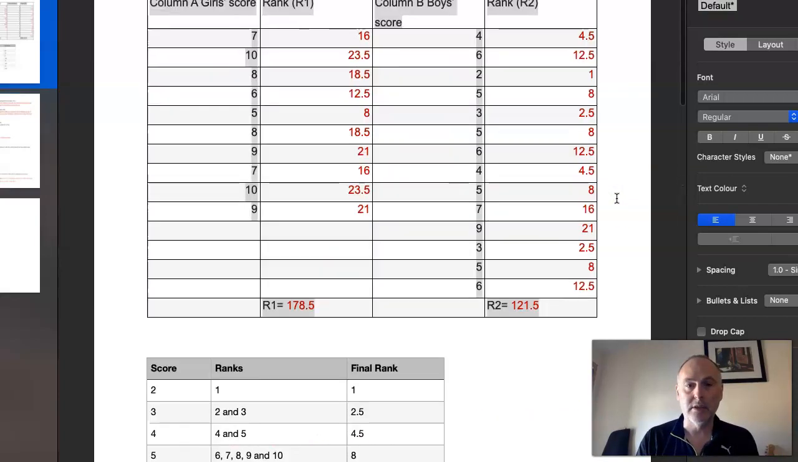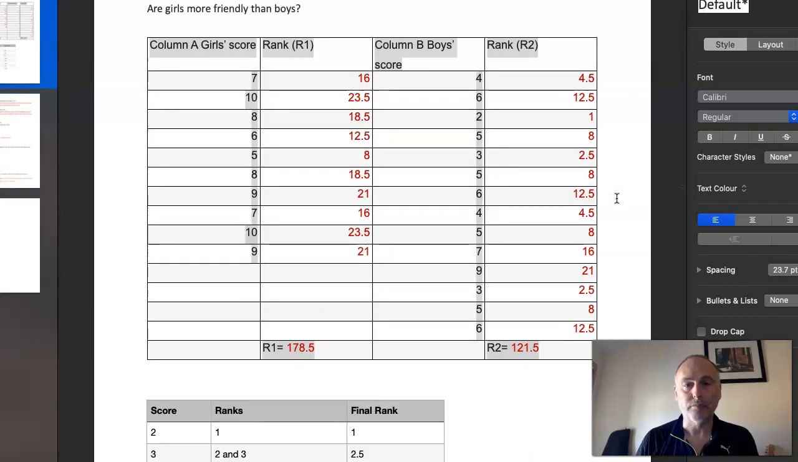Right, let's go back to the top and work this one through. Mann-Whitney U-test then. So we have friendliness scores down the left hand side here. You can see you've got column A girls scores. How's that been worked out? By some sort of questionnaire, I imagine, or some sort of observation, or whatever. But there's been a ranking given.